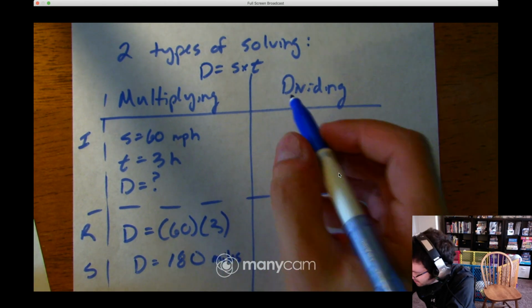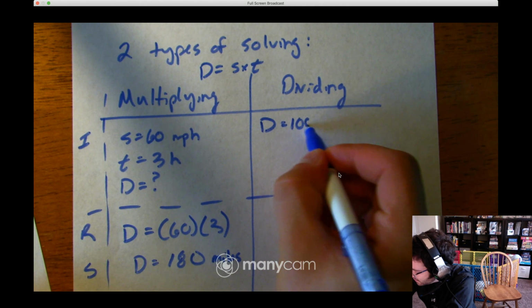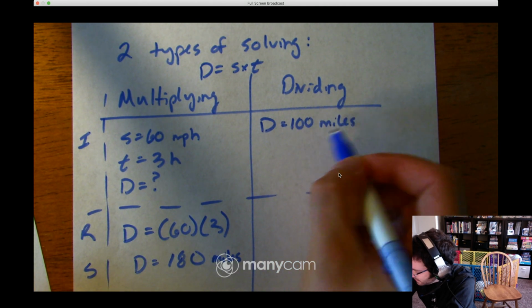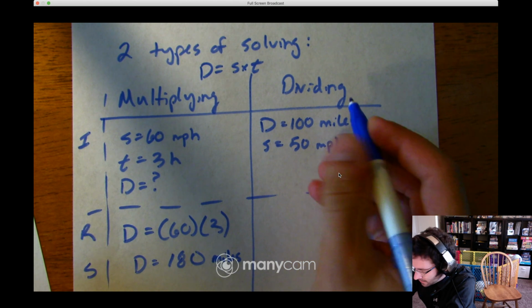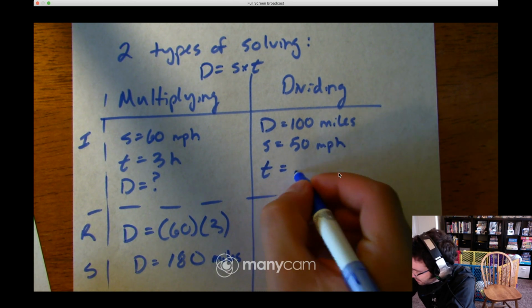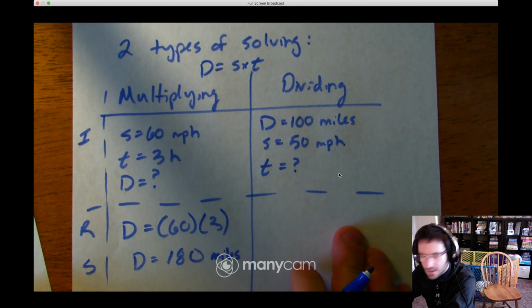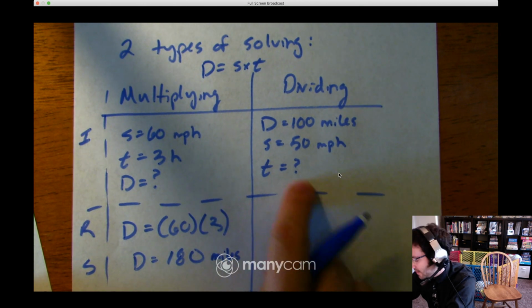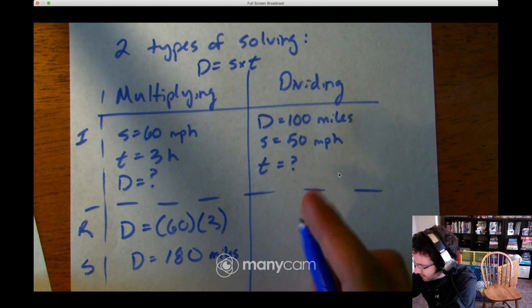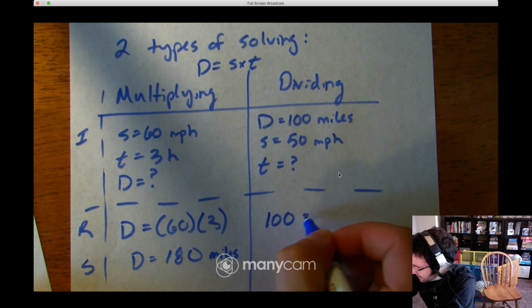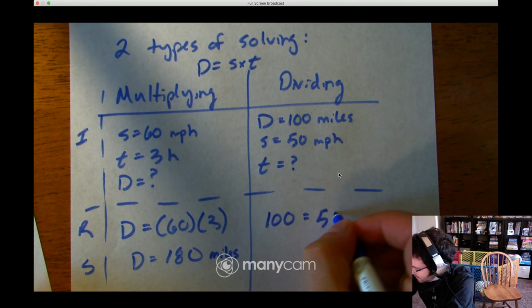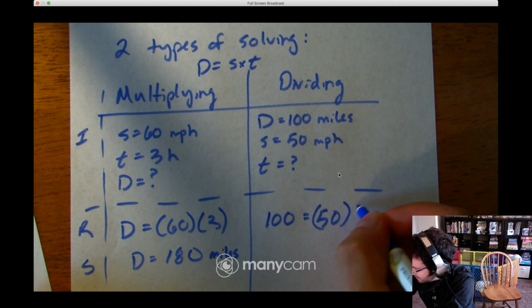Okay, dividing is a little more complicated. So let's say instead I know I need to travel a distance of 100 miles, but that my vehicle can only average a speed of 50 miles per hour. How long or how much time will it take to make that trip? This seems as easy as the last one, because I have one variable and I only have to solve for one variable. But let's go ahead and try this. So my distance value is 100. My speed value is 50. And t is unknown. So we're going to put that in the parentheses here.